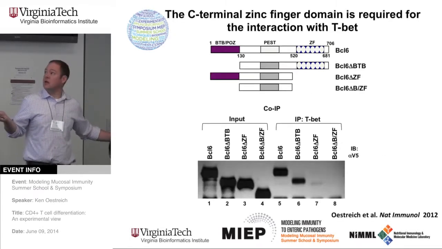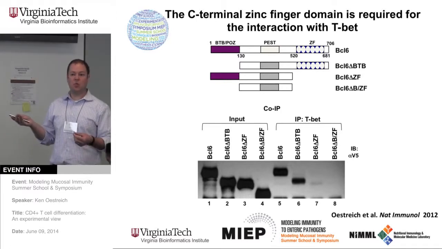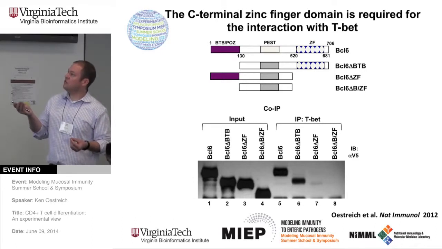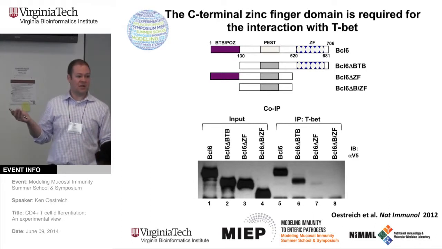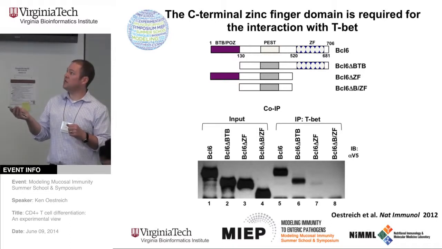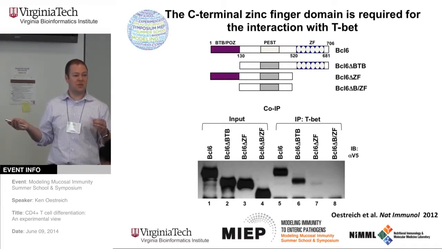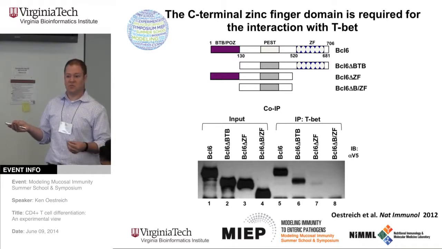So our first insight into how TBET was regulating the activity of BCL6 in Th1 cells came through a structure-function analysis, looking at which domains of BCL6 were necessary for the interaction with TBET. We simply made N-terminal truncations of the BTB-POZ domain and C-terminal truncations of the zinc finger C-terminal domain, and figured out which domain was necessary for interaction with TBET. You can see if we have wild-type BCL6 and wild-type TBET, we have a nice, strong complex interaction. If we truncate the N-terminal BTB-POZ domain, the interaction is still present. However, if we truncate the C-terminal zinc finger DNA binding domain, now we lose complex interaction, suggesting that it's the C-terminal zinc finger DNA binding domain that's required for the interaction with TBET.